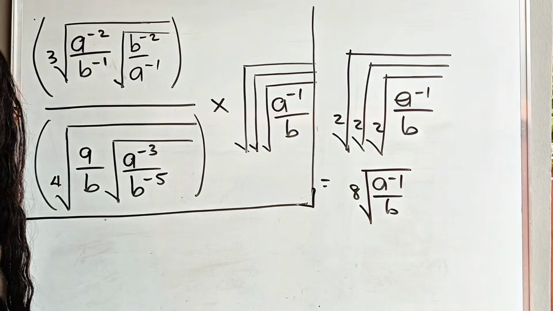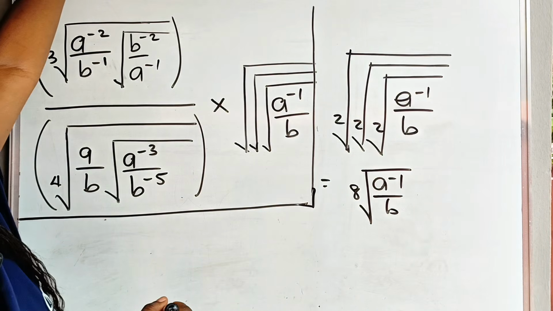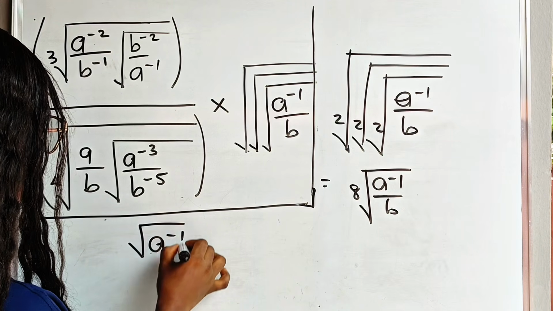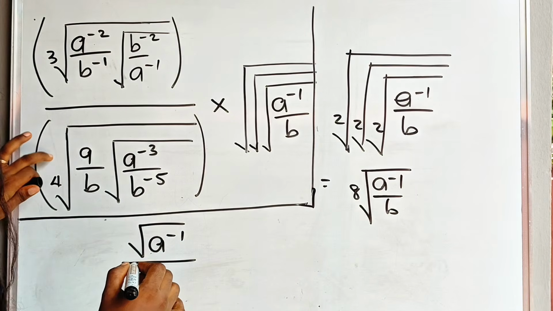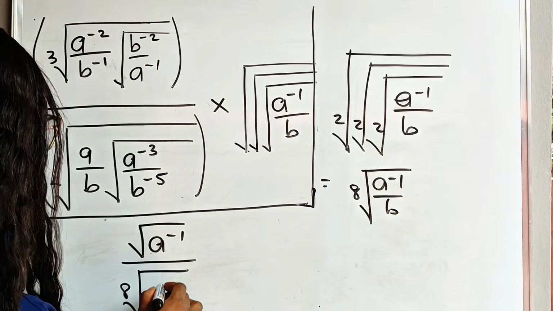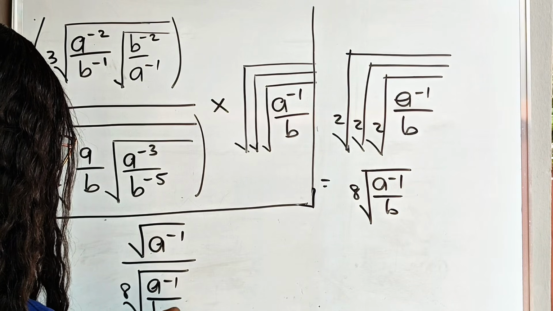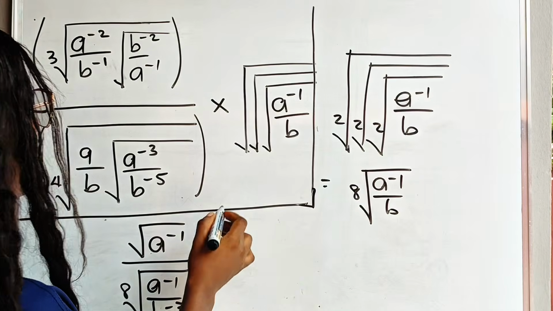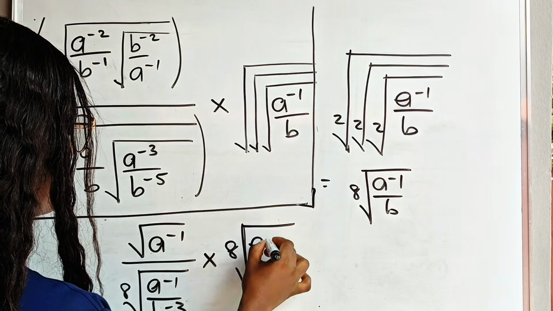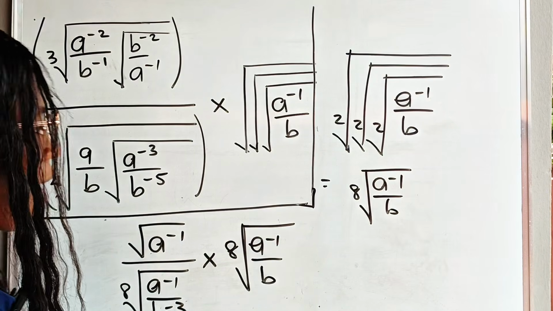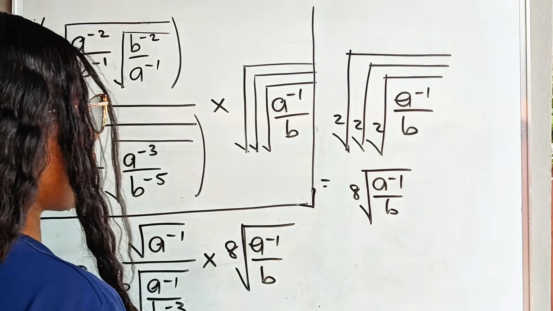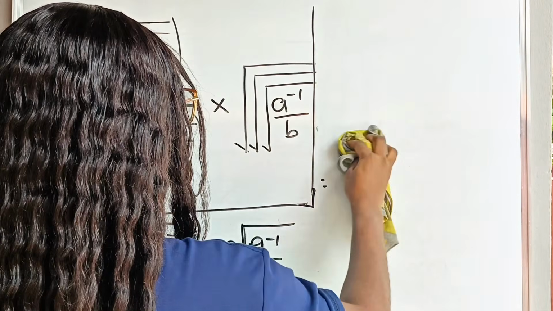Yeah, let's bring out everything. So for our numerator, remember I copied it here, we got the square root of a to the power of negative 1, divided by, for the denominator, I wrote it down, the 8th root of a to the power of negative 1 over b to the power of negative 3. Multiplied by this is the 8th root of a to the power of negative 1 over b. Interesting, right?